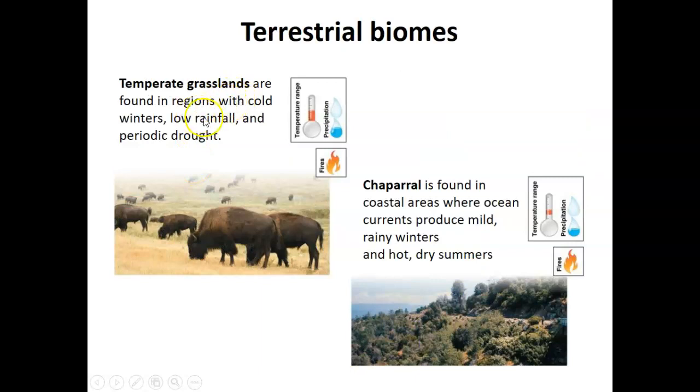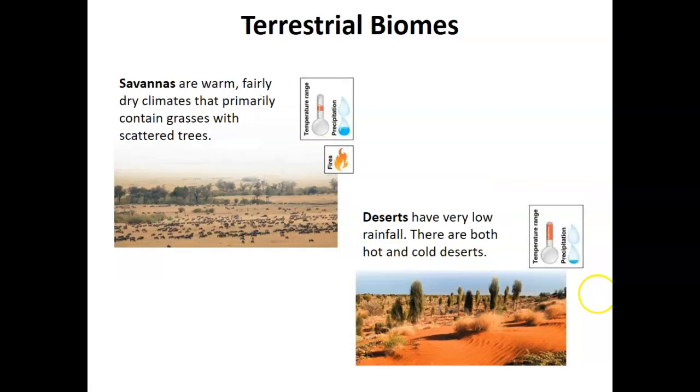Grassland is found in regions with cold winters, low rainfall, and periodic drought. The vegetation in this biome is grass. Herd animals like cows, horses, and sheep can thrive in these biomes. Chaparral is found in coastal areas where ocean currents produce mild, rainy winters and hot, dry summers. In both of these biomes, you can find wildfires.